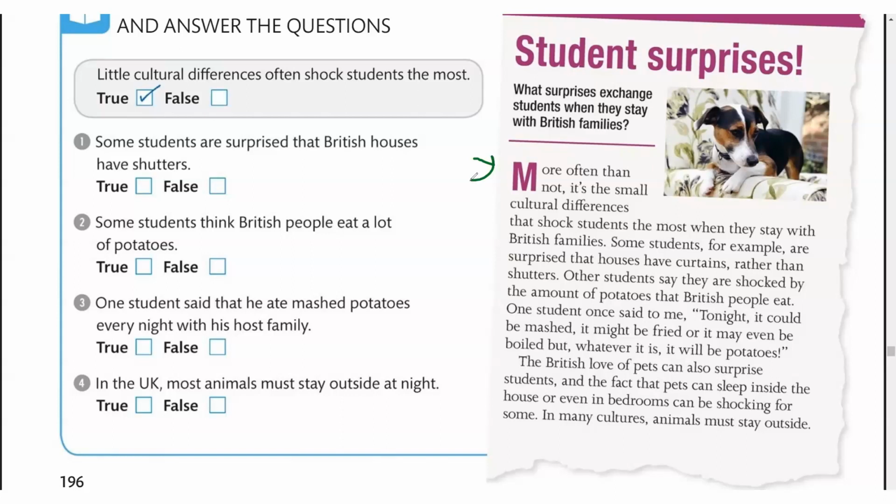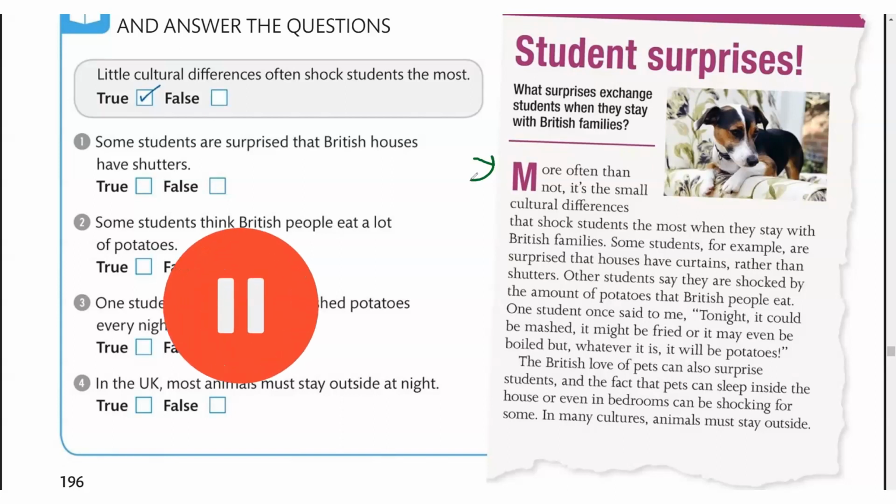The British love of pets can also surprise students, and the fact that pets can sleep inside the house or even in bedrooms can be shocking for some. In many cultures, animals must stay outside.